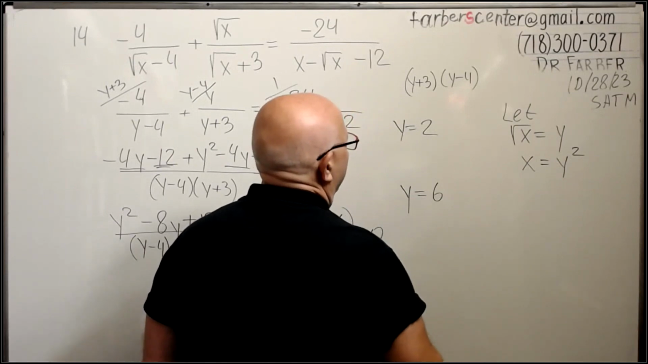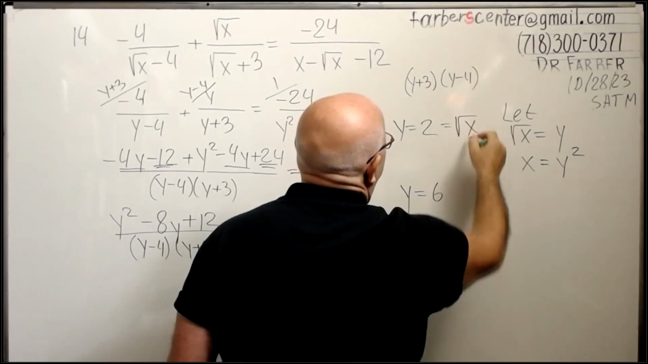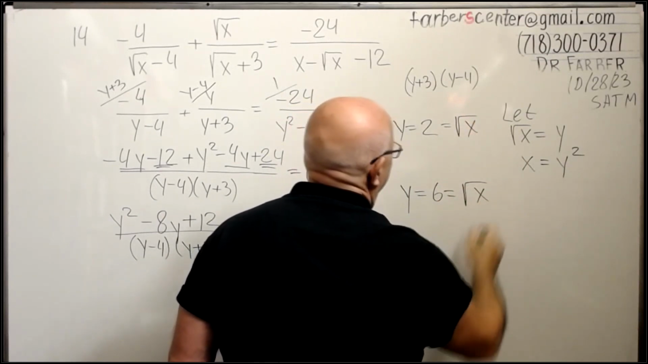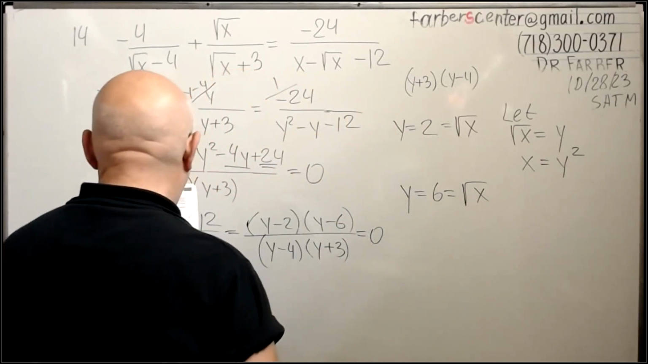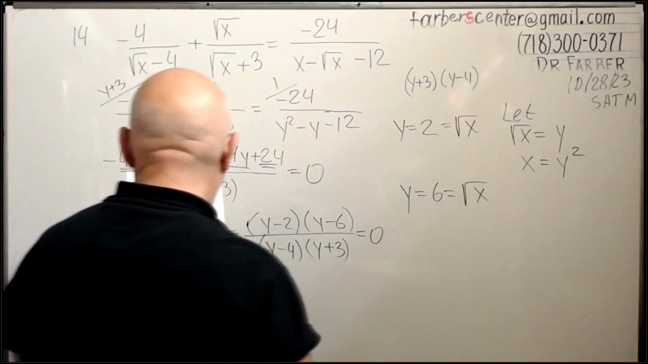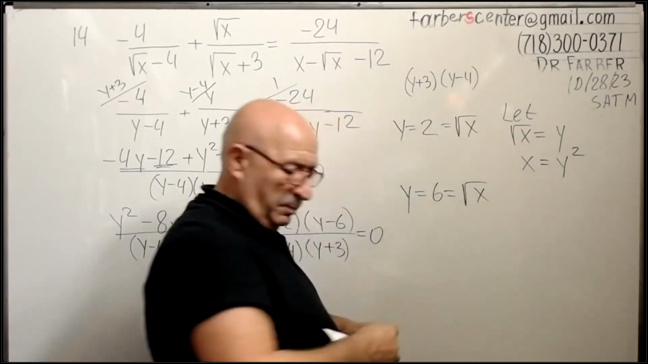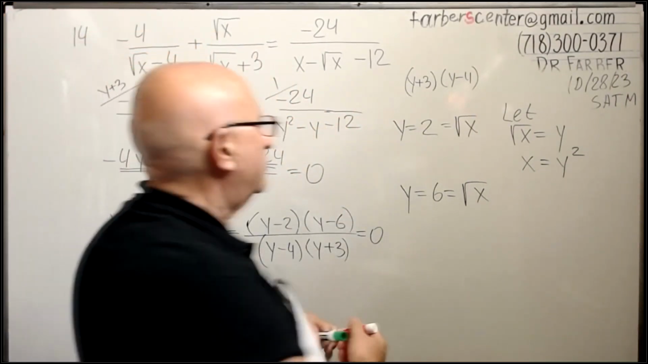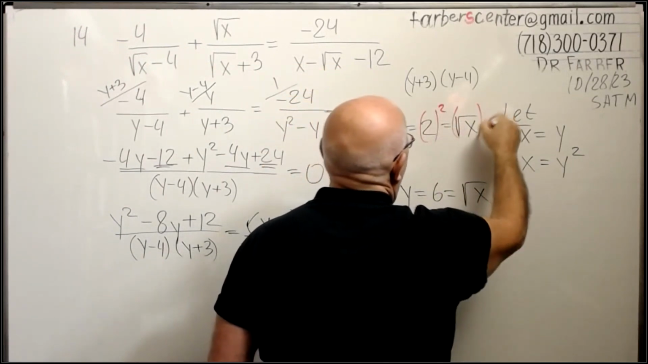And what is y? This equals square root of x. And this equals square root of x. What else do you need to find? What is the solution of this equation? Well, I take a different color. How to find square root of x? Raise both parts to the second power.